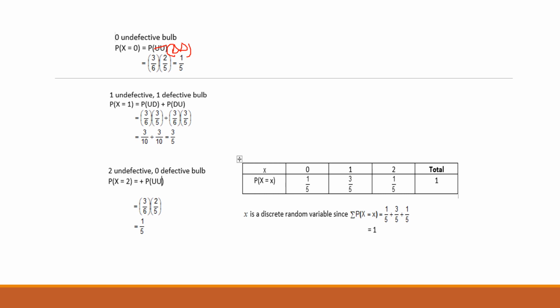You can summarize all the probabilities using a table shown here. You list down all the values of X and its probabilities. And as you can see here, the total of probabilities is equal to 1.